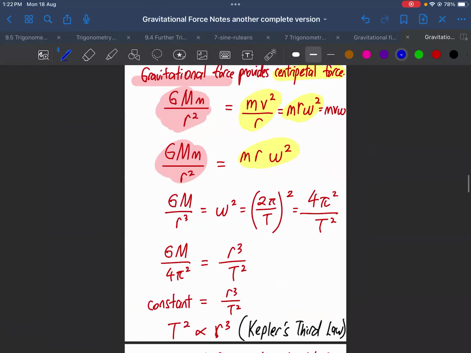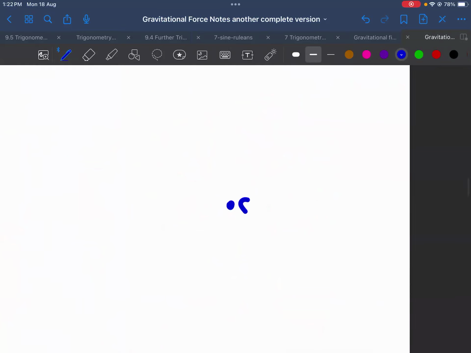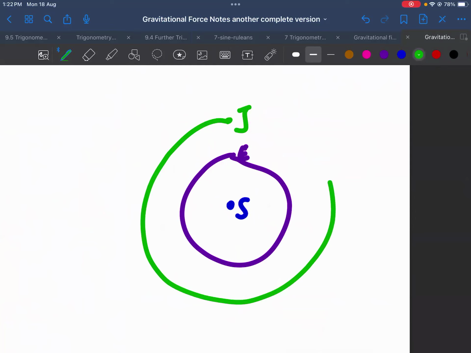Now, let me ask you a very quick question. This is the sun. Now, this is the earth. You know that the earth is making a complete circle around the sun. And let's talk about Jupiter. Jupiter is a bit further away from the sun. Do you think that both the earth and Jupiter take the same amount of time to complete one circle? Which one will take a longer time, in your opinion? Probably Jupiter.